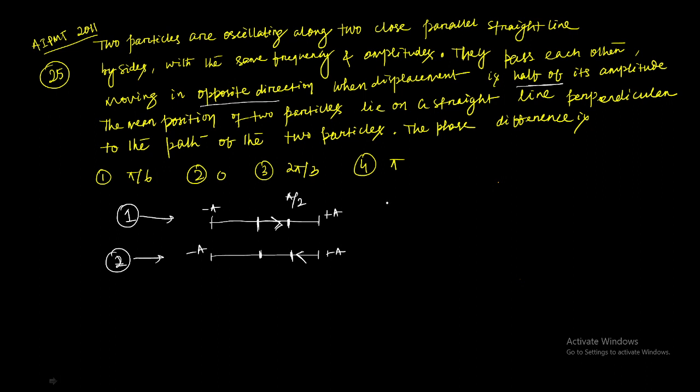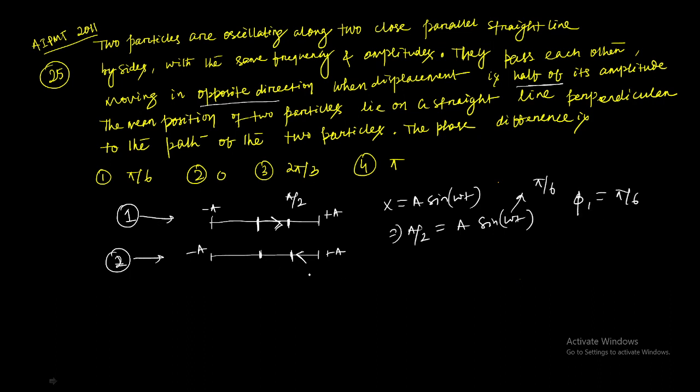I can write x equal to a sine omega t, because they are starting from the mean position, right? It's a sine omega t. So at a by 2, if I want to find out the phase at a by 2, this will be a sine omega t. So omega t now equal to simply pi by 6. So first one is phase. I can write phi 1 equal to pi by 6.